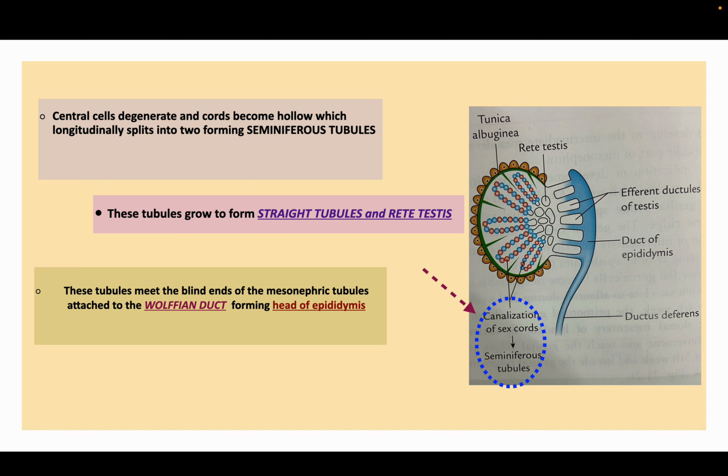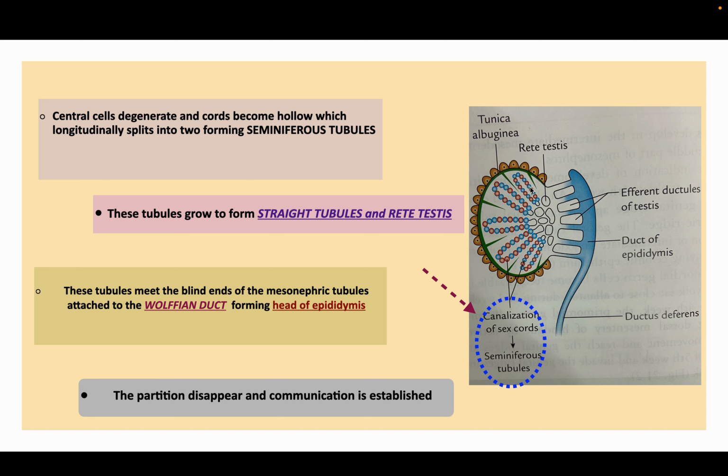These tubules meet the blind end of the mesonephric tubule attached to the Wolffian duct, forming the head of the epididymis. You can see this is the head of the epididymis, and this Wolffian duct is the mesonephric duct. So they are just coming close to each other. Later on, the partition between these two ends disappears and communication is established.